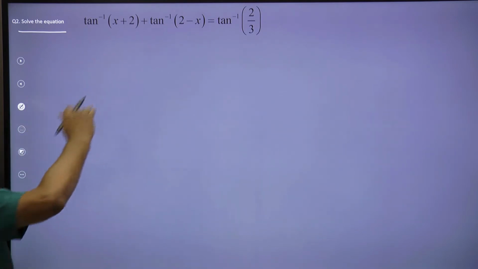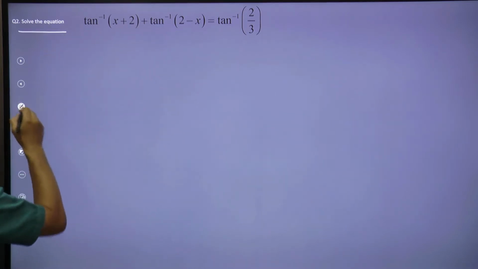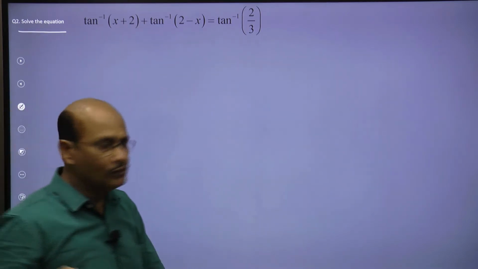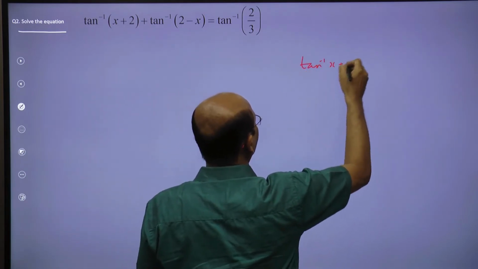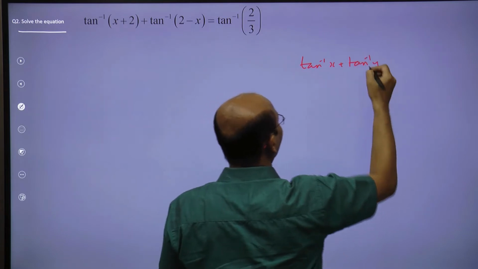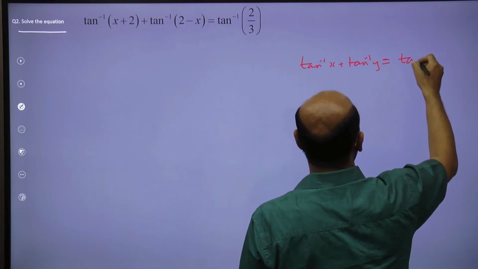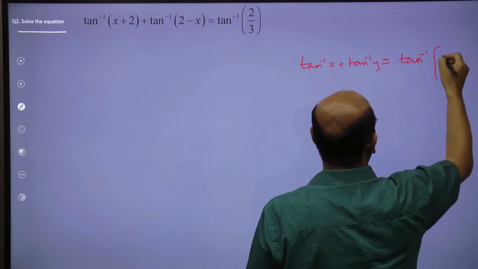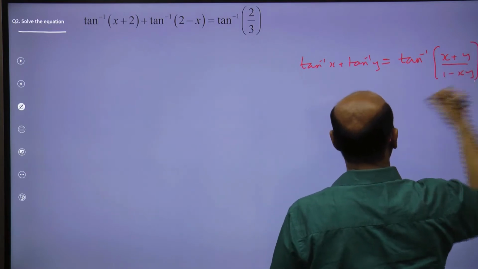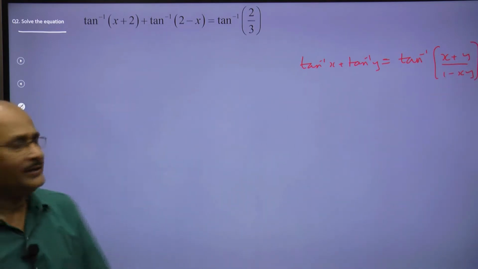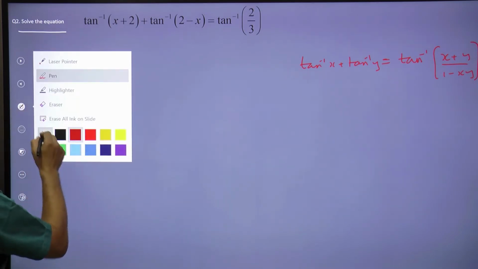I am going to work with the formula for tan inverse x plus tan inverse y. If you remember the formula, just for the first few sums, tan inverse x plus tan inverse y is equal to tan inverse of (x plus y) upon (1 minus xy). I think most of you are aware of this formula, right? Let us apply it quickly and see how things work.